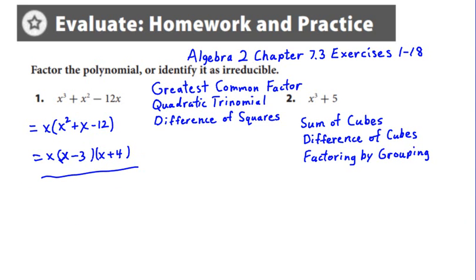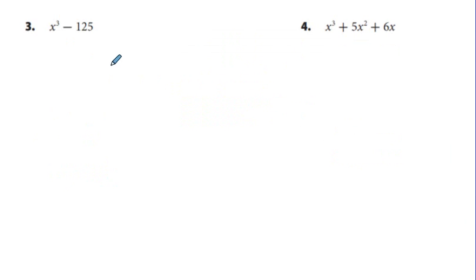So we'll just go on to the next odd number problem, which is 3. Now in this case we have a cubic expression, a cubic binomial. For cubic binomials, there's a technique called a difference of cubes or a sum of cubes. In this case we have a difference of cubes, and I'm going to go ahead and write out what that form for difference of cubes is.